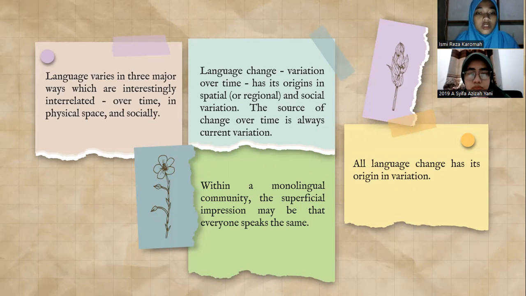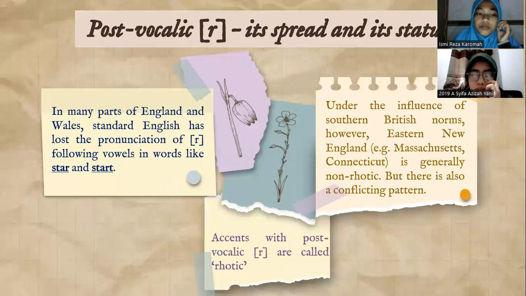One area of vocabulary where this is very easy to see is the slang word used by young people to mean really good. And the next, we are going to talk about post-vocalic R, its spread and its status. So in many parts of England and Wales, Standard English has lost the pronunciation of R following vowels in words like star and start. Post-vocalic R doesn't occur in RP nor in the London Cockney dialect.